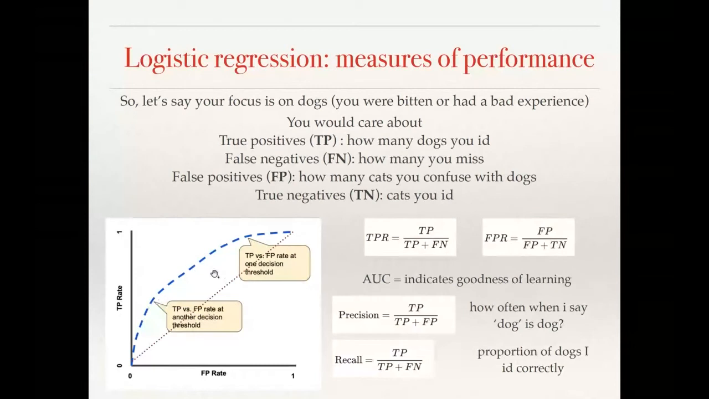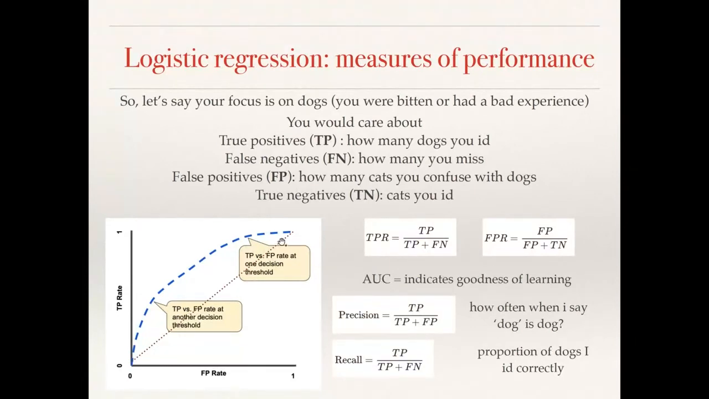So anything you do going in this direction means that you are learning something. Hence, there is another rough measure of learning, which is thinking about the area that is behind this curve. This is called the AUC.